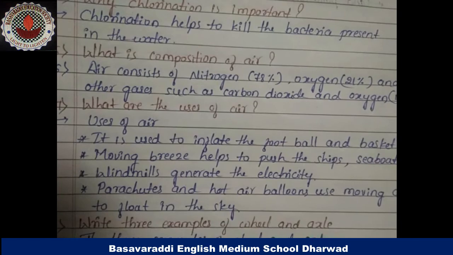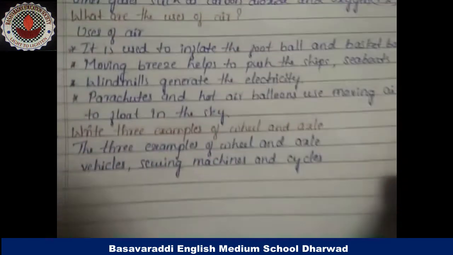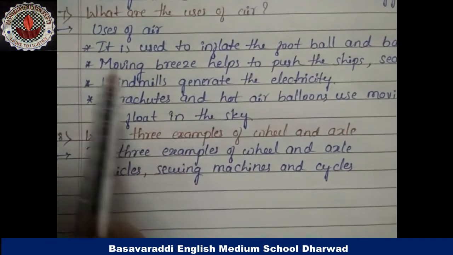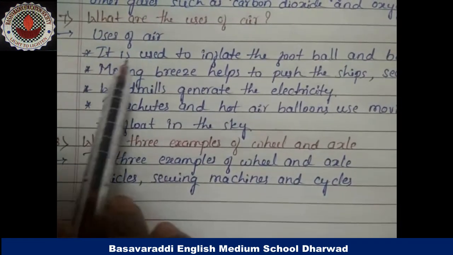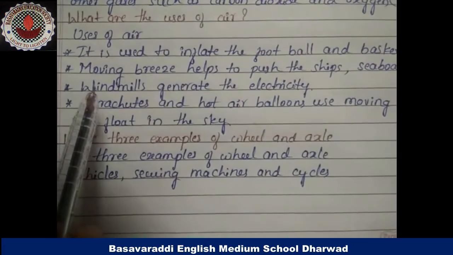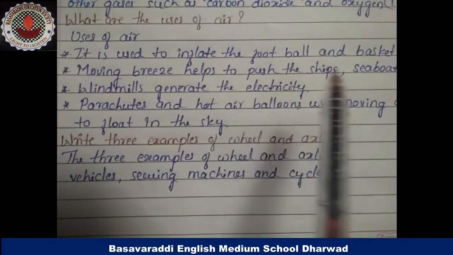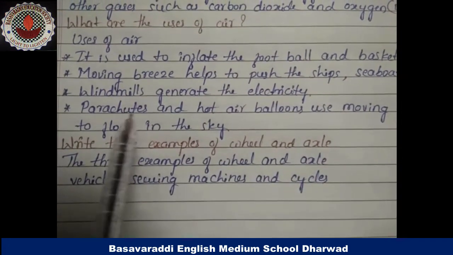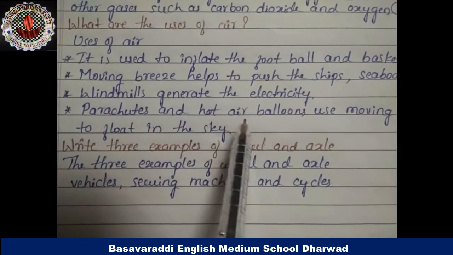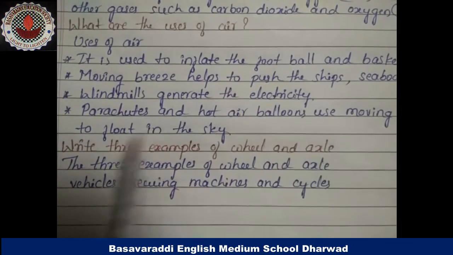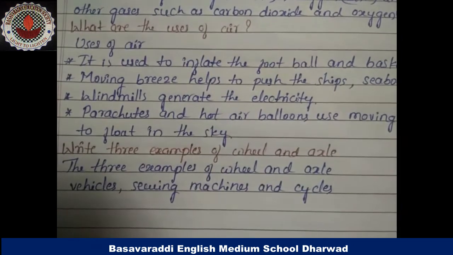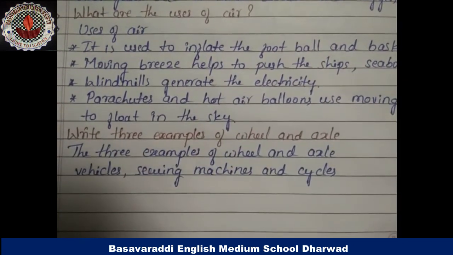Next, seventh question is, what are the uses of air? Uses of air, it is used to inflate the football and basketball. Moving breeze helps to push the ships and sea boats. Windmills generate the electricity. Parachutes and hot air balloons use moving air to float in the sky. Okay, these are the uses of air. There are some more uses of air.